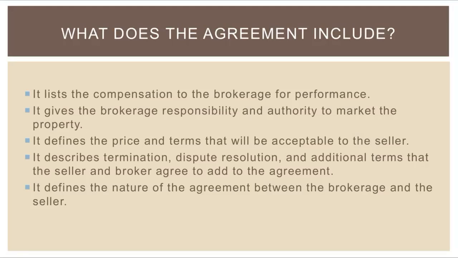So what will you find in the listing agreement? Well, it lists the compensation to the brokerage for performance. That's one of the most important things we do to get paid. It also gives the brokerage responsibility and authority to market the property. It defines the price and the terms that will be acceptable to the seller. It describes the termination, dispute resolution, and additional terms that the seller and broker agree to add to the agreement. And lastly, it defines the nature of the agreement between the brokerage and the seller.